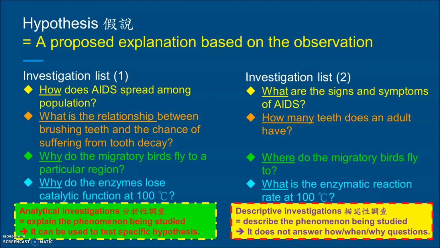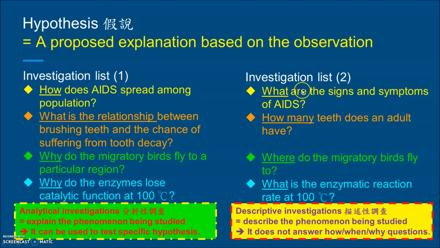The left hand side is the analytical investigation. We try to explain something, explain how they are spread. What is the relationship between A and B? Why, the reason behind. So that's why we are going to explain something.